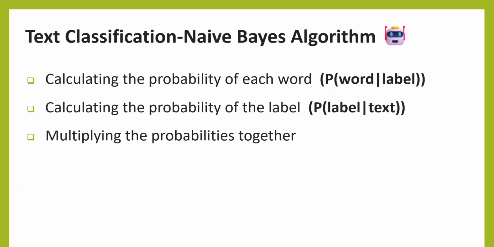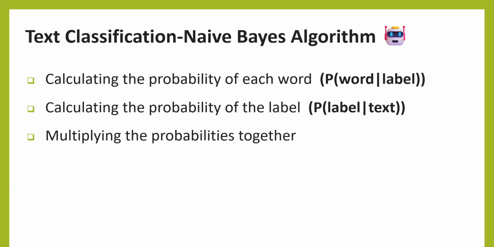First of all, we will cover the Naive Bayes algorithm, which is a simple and widely used algorithm for text classification. It is based on Bayes theorem and works by calculating the probability of each word in the text given the label. Also calculating the probability of the label given the text. Finally, multiplying the probabilities together to get the final probability of the label. This Naive Bayes algorithm is simple to implement and works well for many text classification tasks.